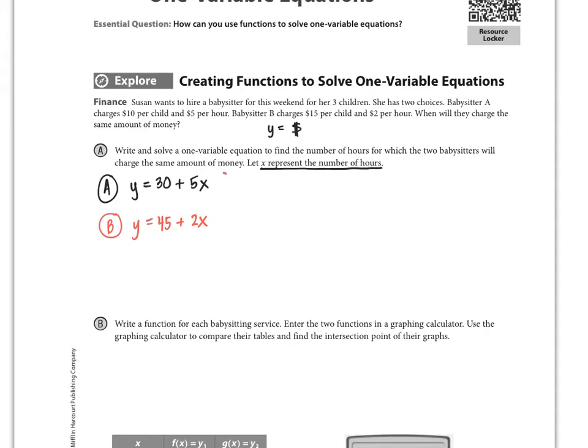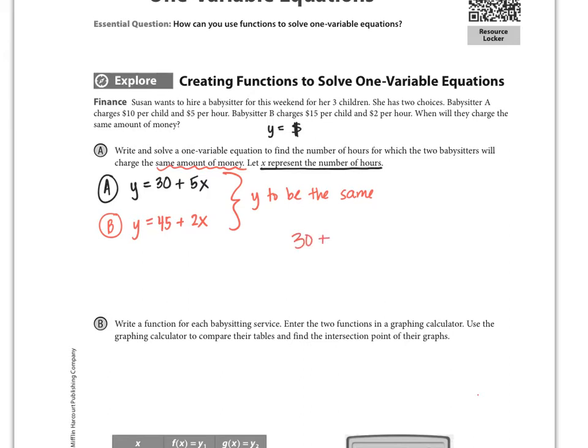So what we need to do here is we want Y to be the same. Because remember, Y is the cost. It says find the number of hours for which the 2 babysitters will charge the same amount of money. Same amount of money, which is Y. And if we want it to be the same, that means, so this is a little hard to explain. If Y is, let's say, 100, and this Y is also 100, that means this part, 30 plus 5x, is equal to this.